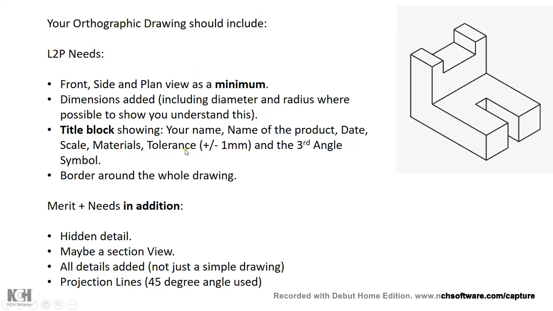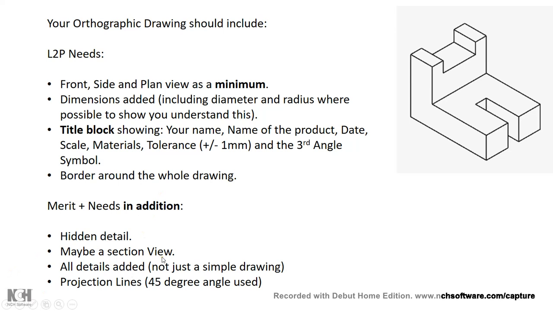These extra ones on the end, I wouldn't worry too much about with these practice ones, but for your final drawings in Unit 1, you will need them. A border around the whole drawing, and then in order to get a merit and above, I need to see hidden detail, maybe a section view, which is where you have a cut through. Don't worry about that on this particular one, we will go over that in future lessons. All details added, not just a simple drawing.